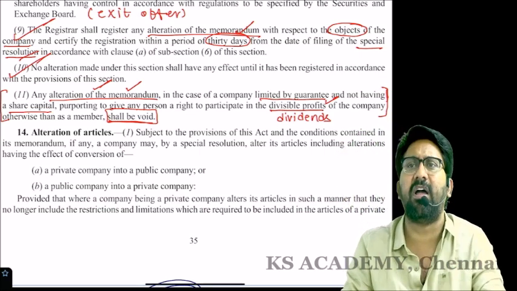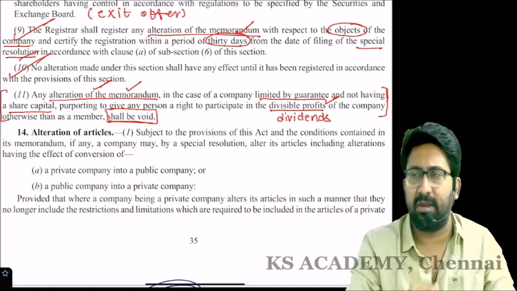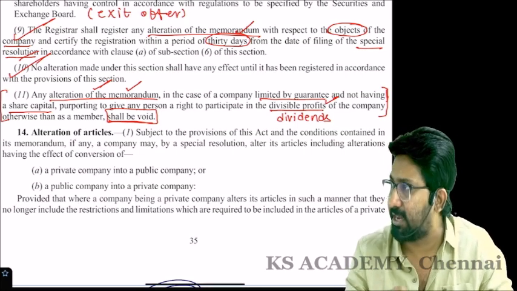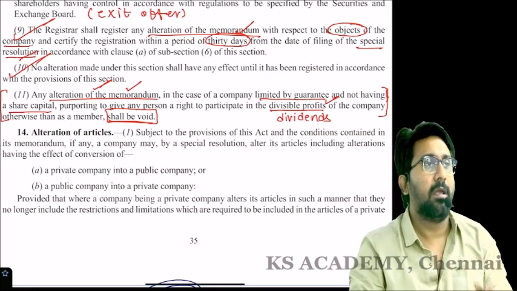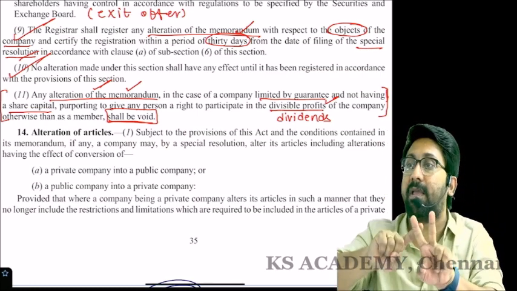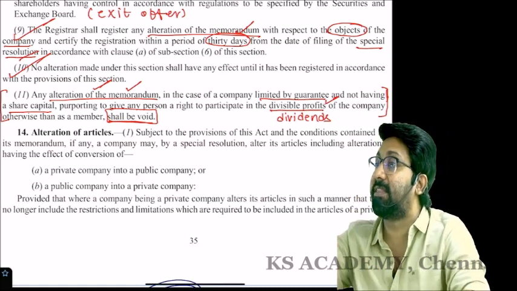Clear or not, everyone? Yes, therefore, donations are given. Subscriptions are given. There are two types of persons in case of a guarantee company. Number 1, those who are paying the donations and becoming a member of a company. If you become a member of a guarantee company, you have to bear the guarantee for sure.